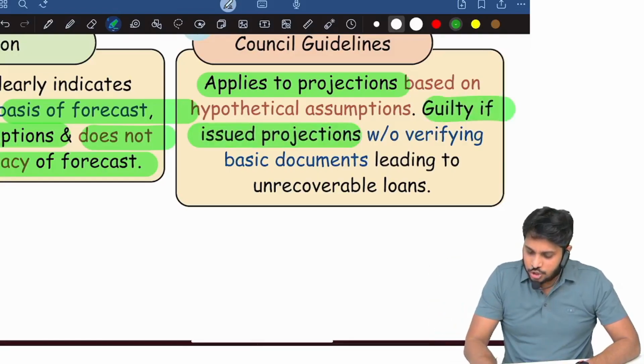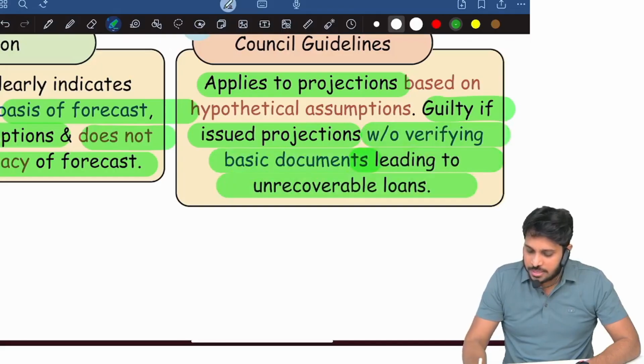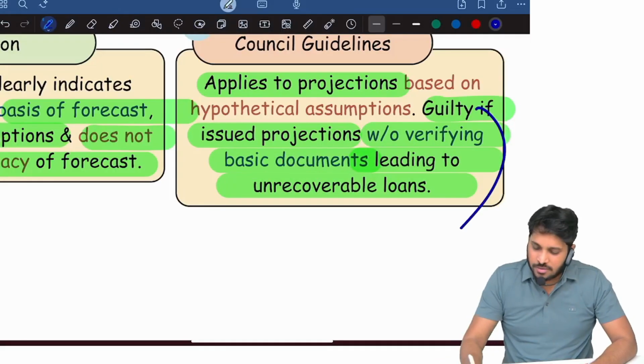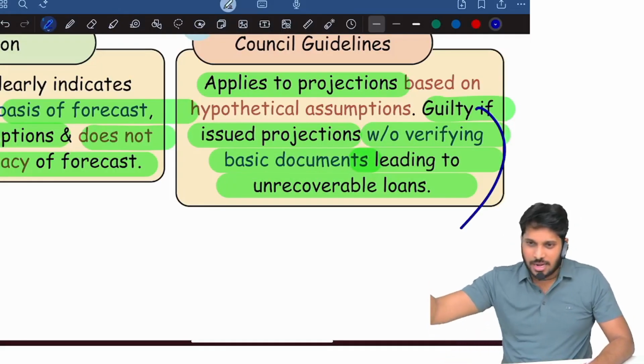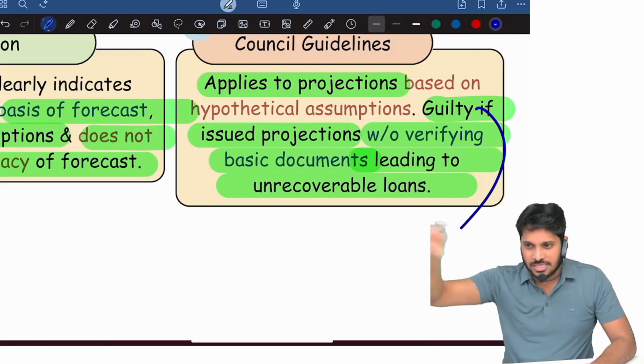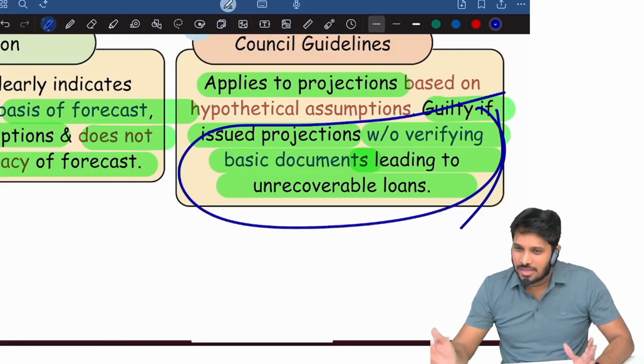Guilty if you issued projections without verifying basic documents, and this is regarding one judgment. A client's bank has given a loan based on a projection, the CA certified it, and the bank is not able to recover the loan. Okay, that summary is not required.